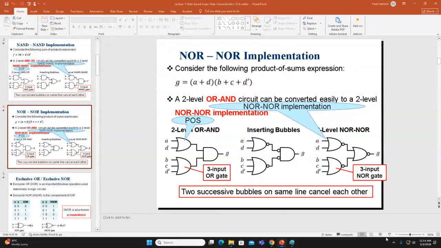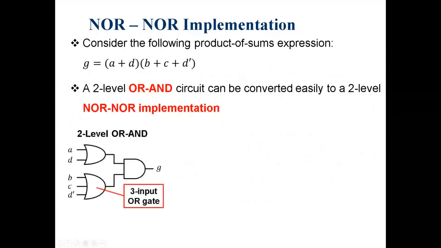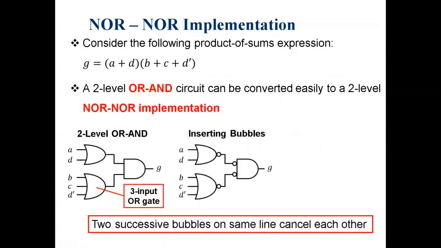So now can you see here? Please look here. Now we have the first level. This is a two-level OR-AND logic. The first level is the OR gate, and the second level is the AND gate. So now what we do is insert bubbles on the output of the OR gate and the input of the AND gate, because these bubbles will cancel out each other.